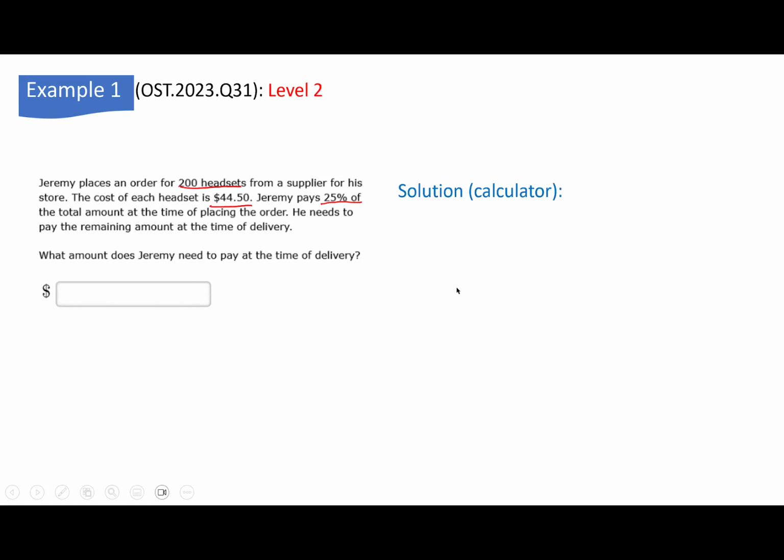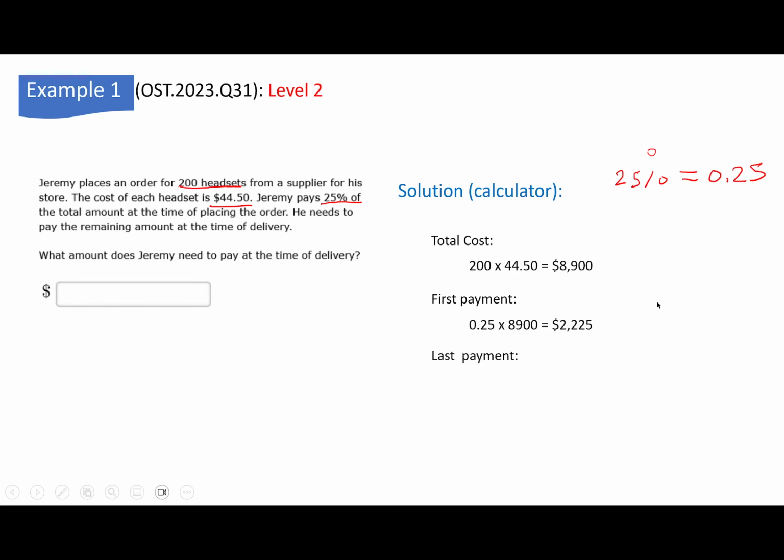So first of all, let's see what's the total cost. Total cost is 200 times 44.50. That's $8,900. Now, Jeremy paid 25%. Remember, 25% means 0.25, okay? So first payment, 0.25 times 8,900, that gives you 2,225. So he owes 8,900. He already paid this, so the difference is the balance, how much he's going to pay at the time of delivery.